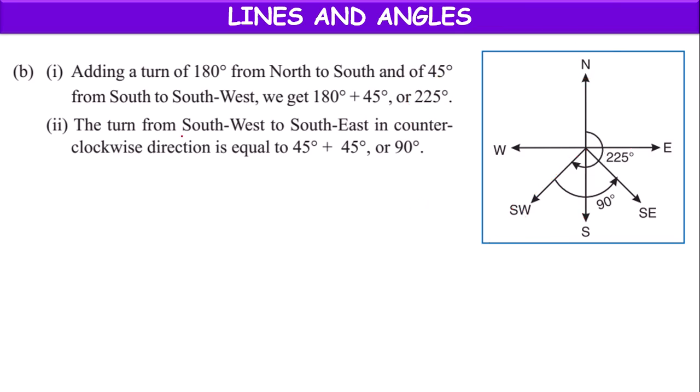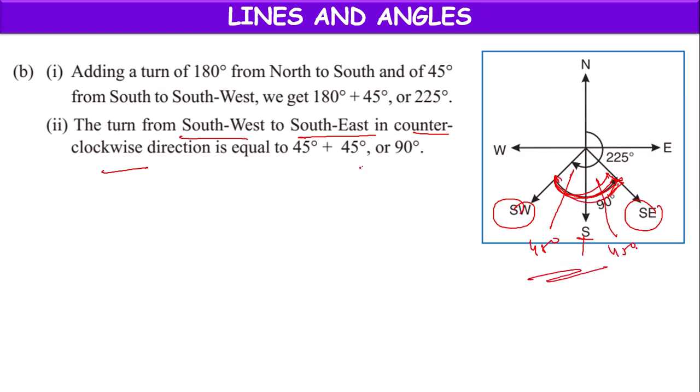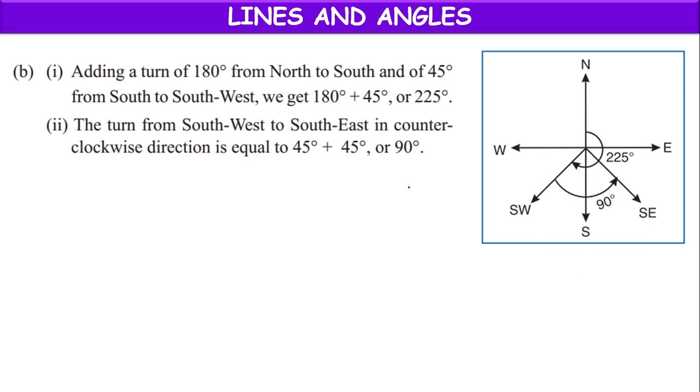Next, southwest to southeast in the counterclockwise direction. Counterclockwise means we have to move in the reverse manner of the clock rotation. This smaller part is 45 degrees, and this smaller part is also 45 degrees. Then this total part will be 45 plus 45, 90 degrees. Like that we can find the angle of rotation.